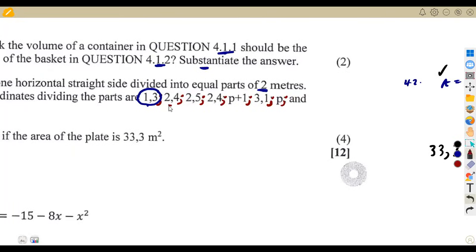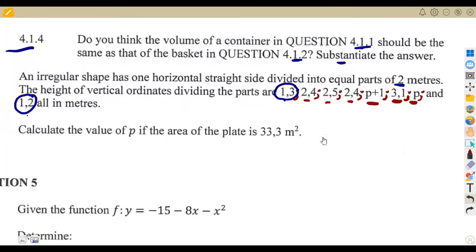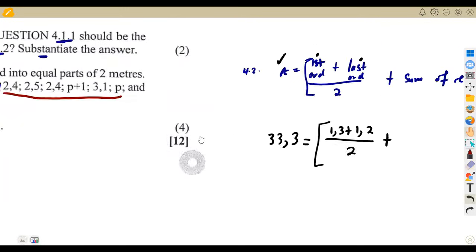So we've got 2,4, 2,5, 2,4, p plus 1. So this is p plus 1. This one is 3,1. And here we've got a p. So these are the ones that you're going to use. Already 1,2 is taken. So you're going to take all these ones that are in between here, from 2,4 up to p. All right. So these are the ones that we are going to take.